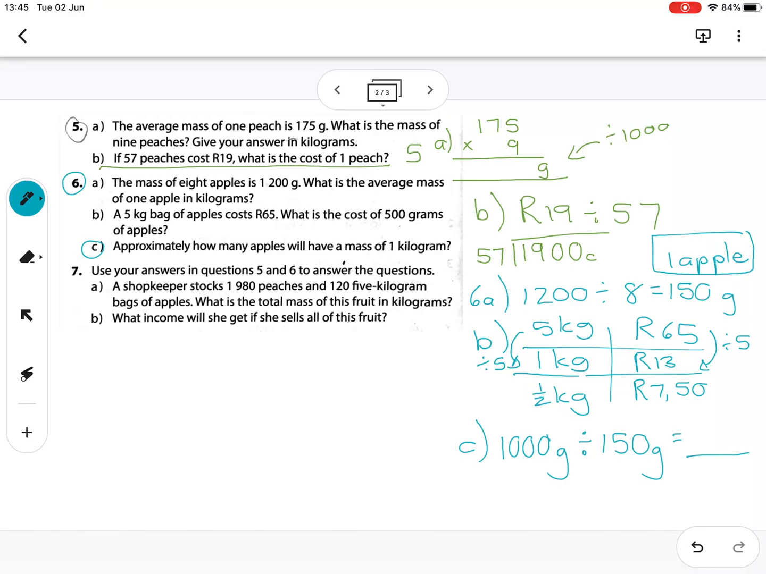Okay. Now at 7, you're going to need your answers from 5 and 6. So that's why I helped you with them, so that you don't have incorrect answers there. Because now you need to know these things. You need to know what one apple's mass and price and the mass and price of these fruit. A shopkeeper stocks this many peaches, and they don't give me an amount of apples, but 120, look carefully, 5 kg bags. So it's 120 and each bag is a 5 kg. What's the total mass of the fruits?